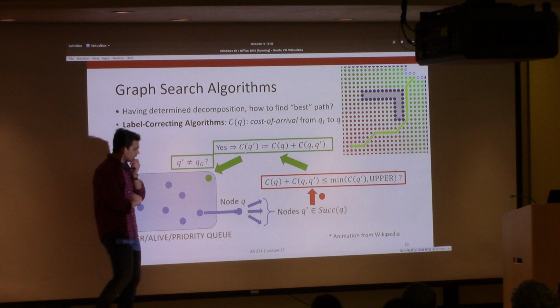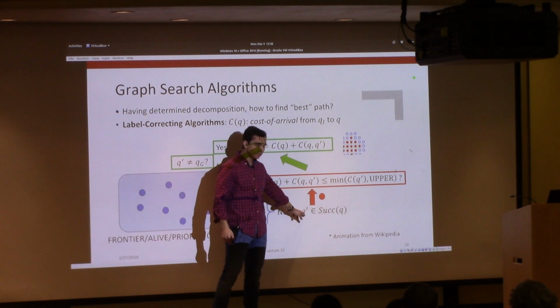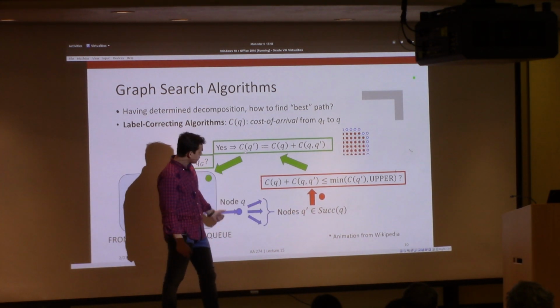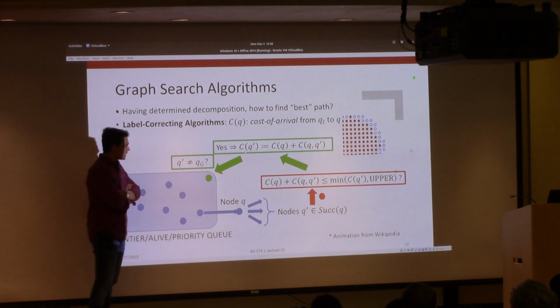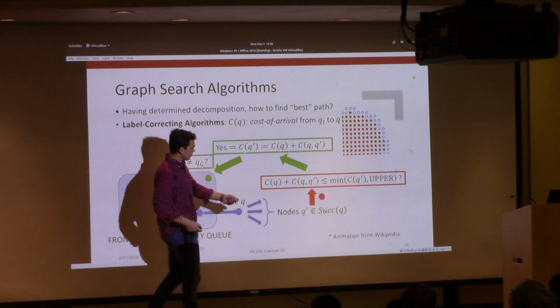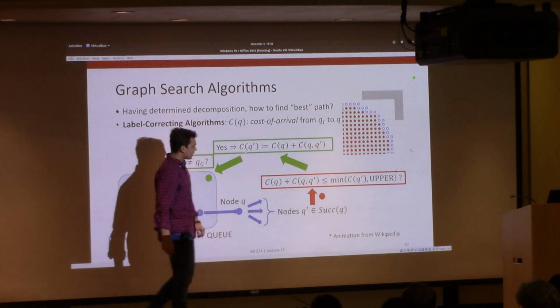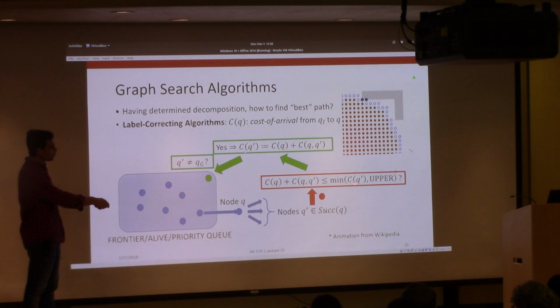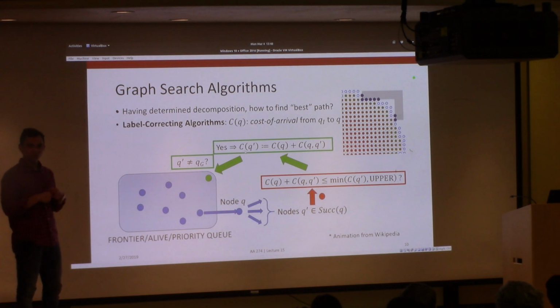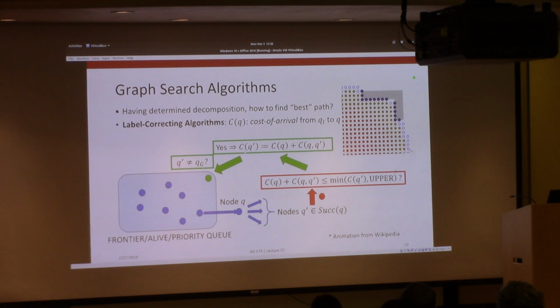Now that we reached a new neighbor of our vertex Q, we are checking if the new path that we unraveled for Q prime is better than the cost of the path that we have previously stored for this vertex. If this is the case, what should we do?